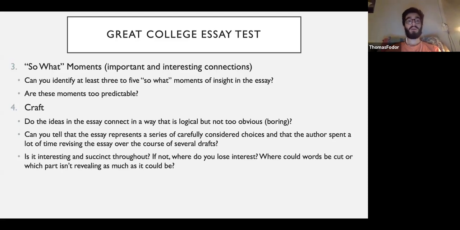All right. Is it interesting and succinct throughout? Again, we'll discuss what that means. If not, where do you lose interest? Where could words be cut, or which part isn't revealing as much as it could be? All right, so we've got these 4 broad sections, and some critical questions that we need to ask ourselves, and some critical ideas that we need to be thinking about as we're writing our essay.